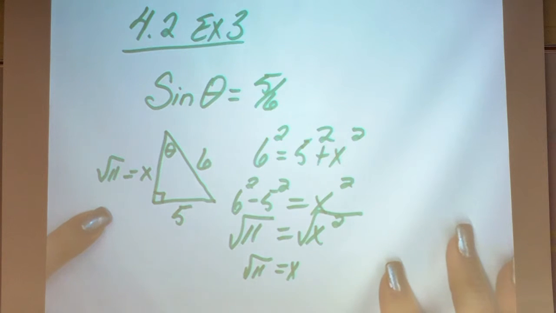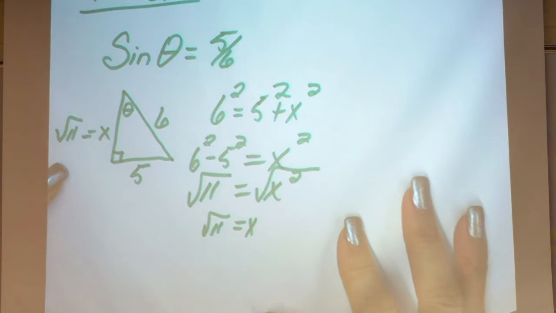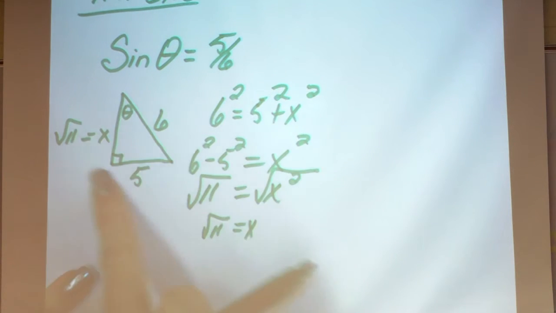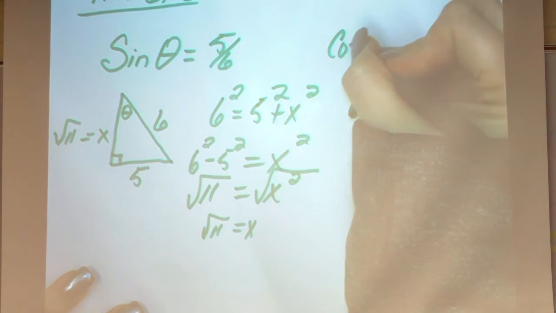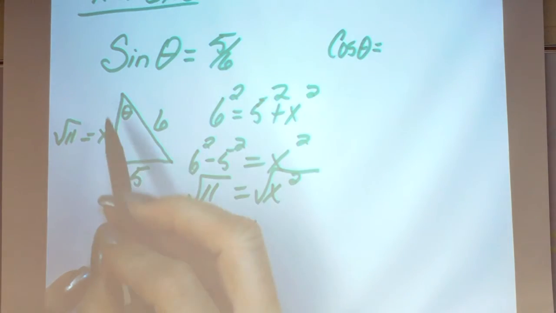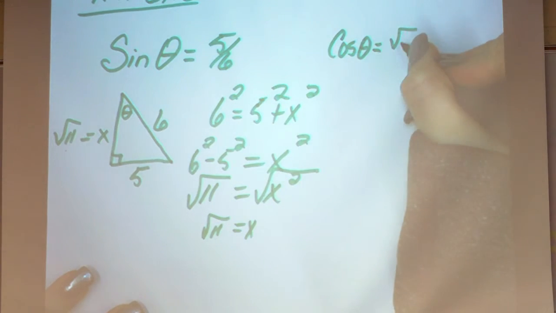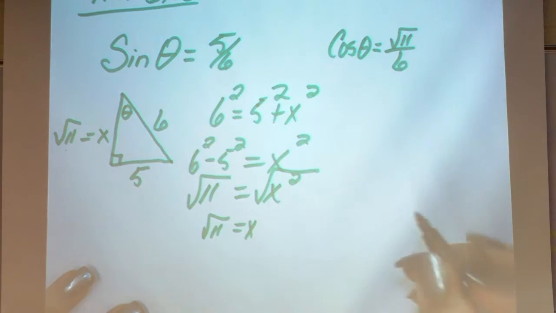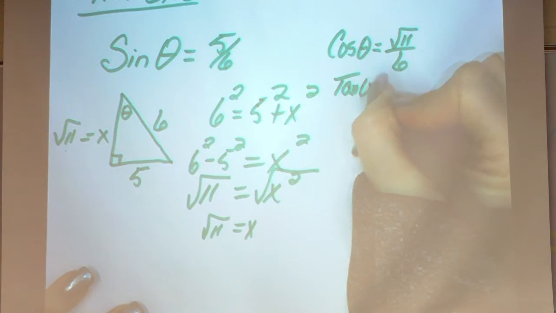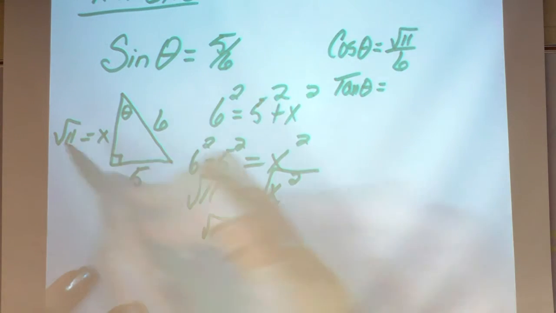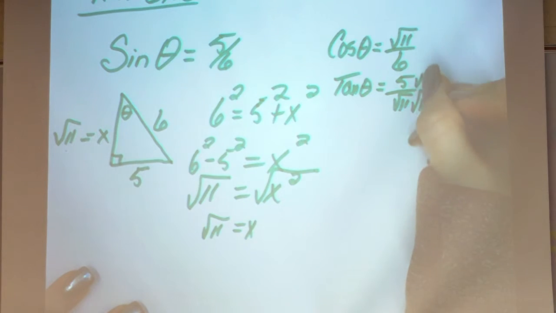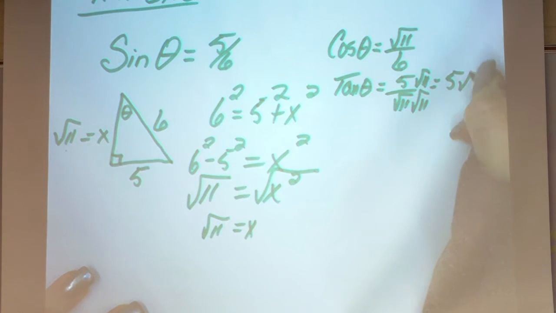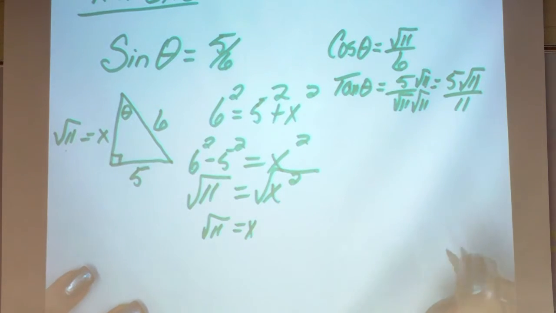So now I want to write all 6 of the, well, we already have sine. I want to write the others, knowing my 3 sides of the triangle. Okay, so let's do cosine of theta. Cosine of theta would be my adjacent over my hypotenuse, so I'd have the square root of 11 over 6. Tangent of theta is going to be opposite over adjacent, so it'd be 5 over the square root of 11. So it ends up being, after I simplify, 5 square roots of 11 over 11.